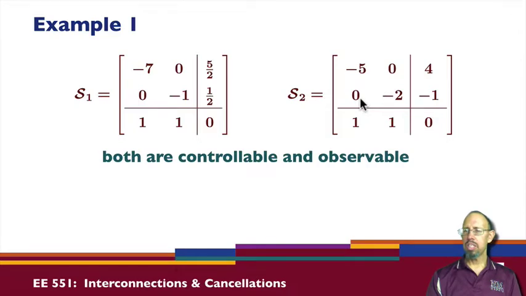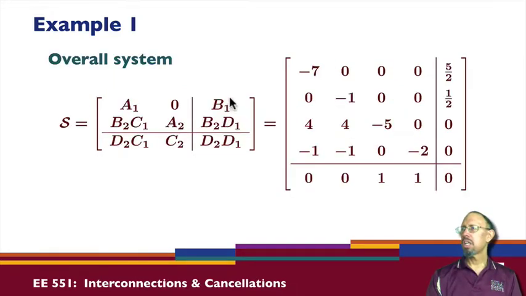Putting them now into the series interconnection, this is the state model that we would have. So combining B2 and C1, we get this quantity. D2, C1, so D2 is 0, so we get that. D2, D1 is 0. And so this is also 0. So this is the overall state model that we get.